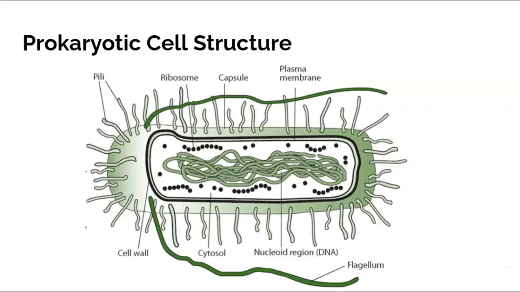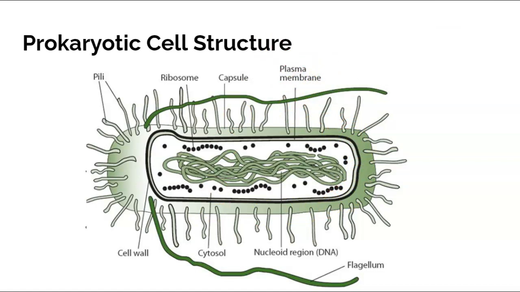Now, let's talk about the cells themselves. We're going to start with the older, less complicated cell, the prokaryotic cell. So this is an image. You should draw this. Within a prokaryotic cell, you have pili, which are these protrusions. You have ribosomes, which are these dots, the capsule, which is the green outer layer, a plasma membrane, which is your cell membrane, flagellum for movement, the nucleoid region, which is your DNA, cytosol, which is like cytoplasm, and then the cell wall, which is this outer layer around the plasma membrane.